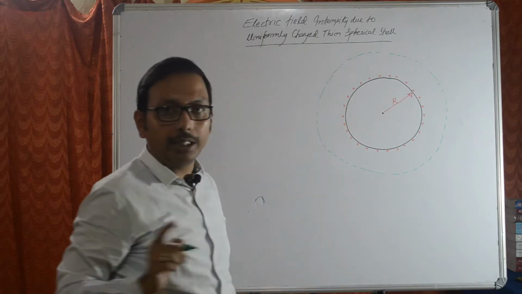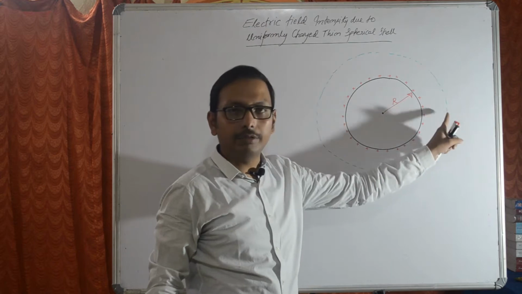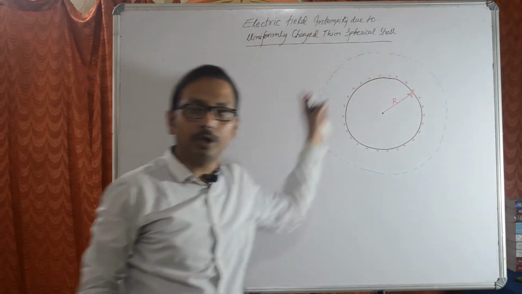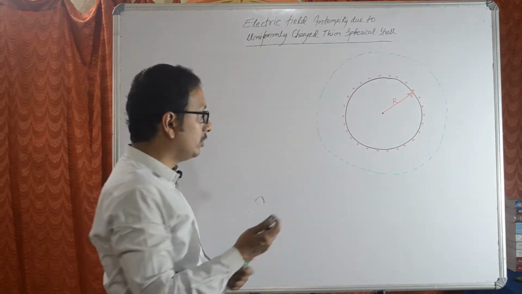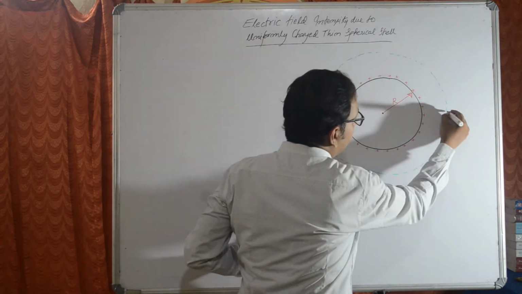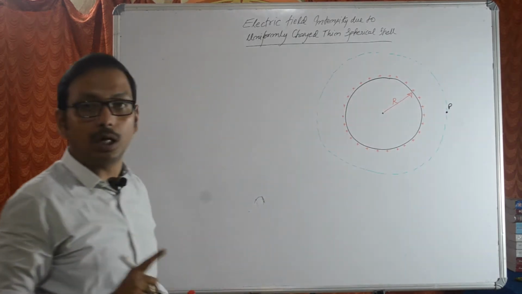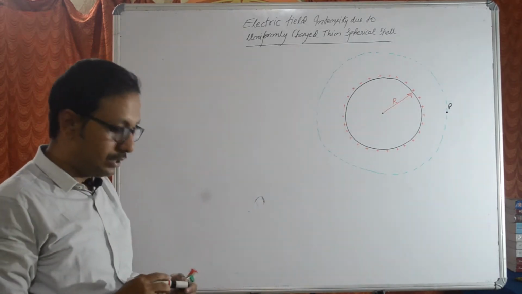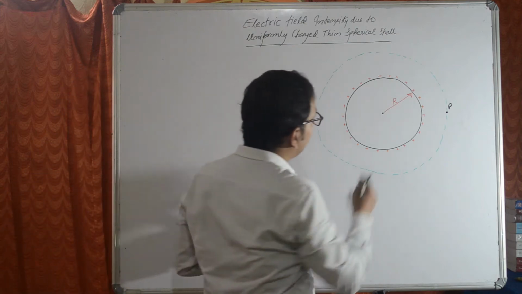Here is one point I should tell you: you can consider any point anywhere outside the shell, and from that point also you can draw the Gaussian surface. It's your choice. So let me take a point P over here, which is on the Gaussian surface and also outside the actual surface of the shell.